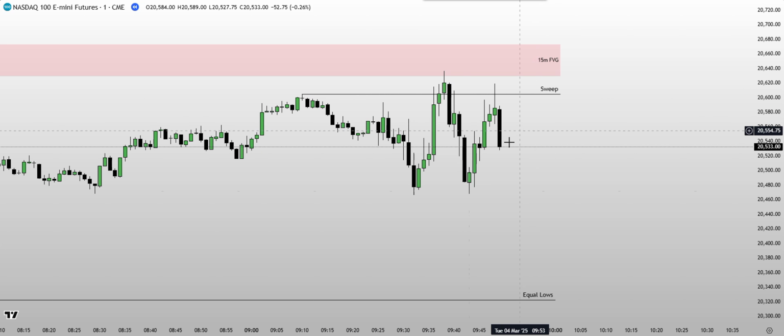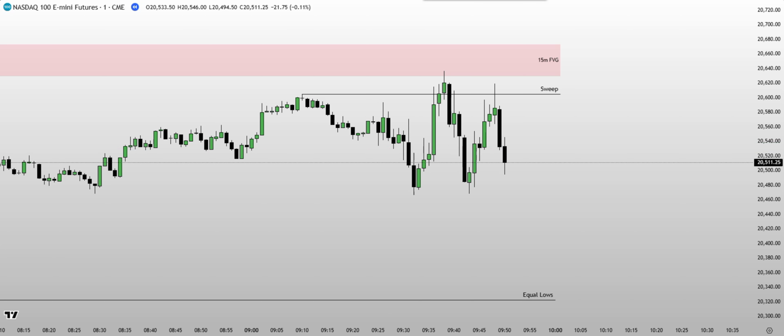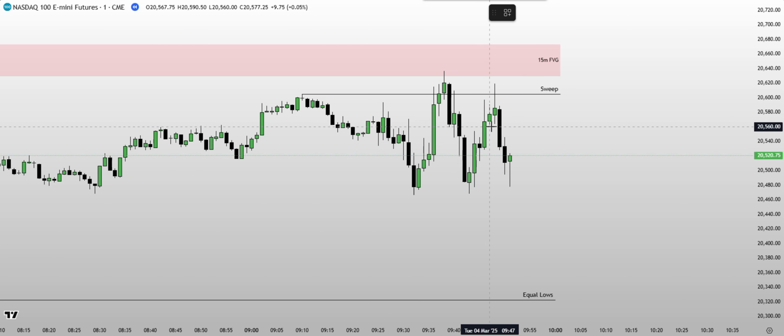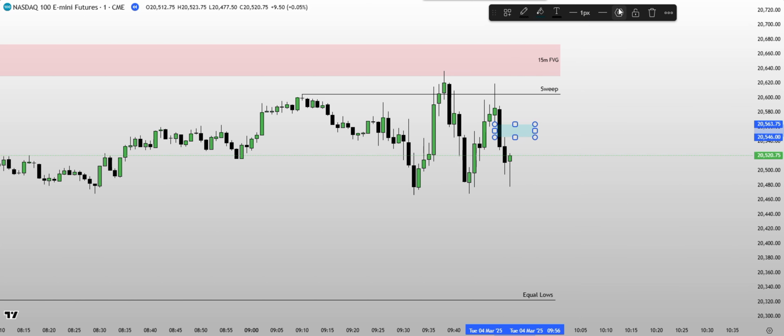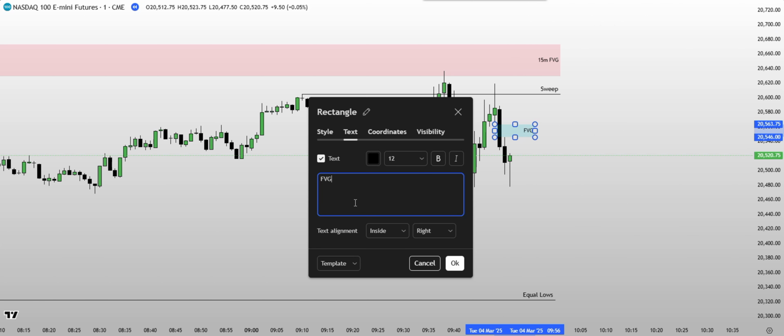The bias is clearly bearish. And so I want to see what price does from this point, up to this point. And now we finally get what I'm looking for. Why is this valid to me? All right.